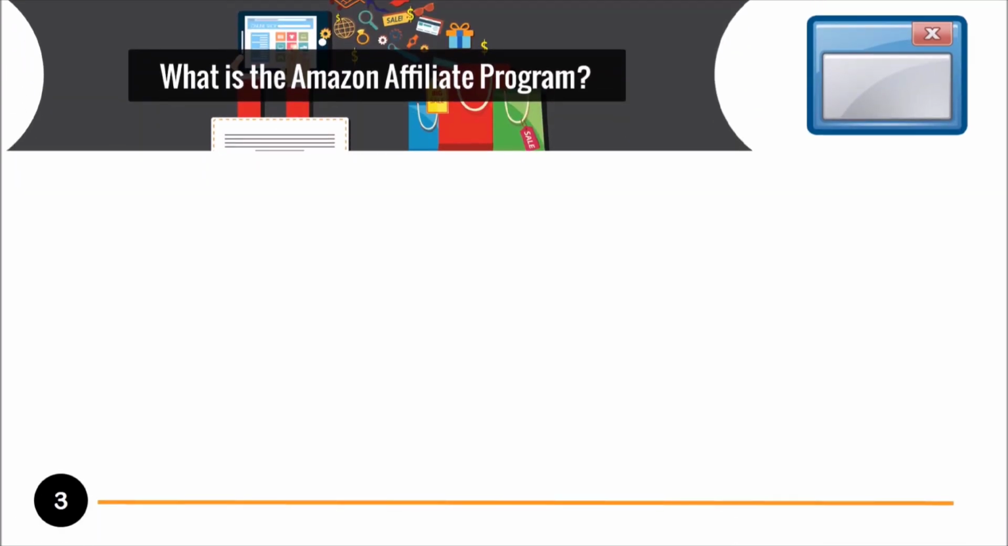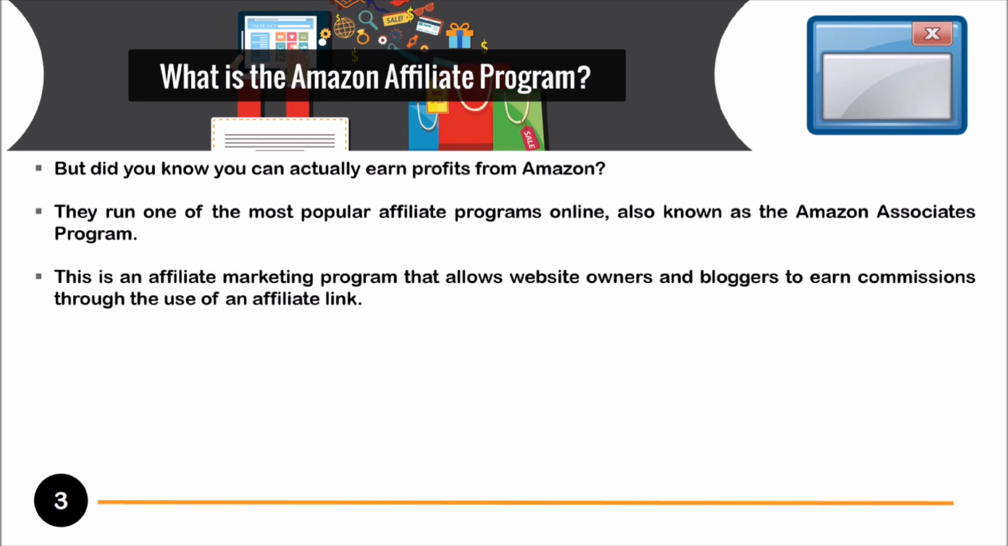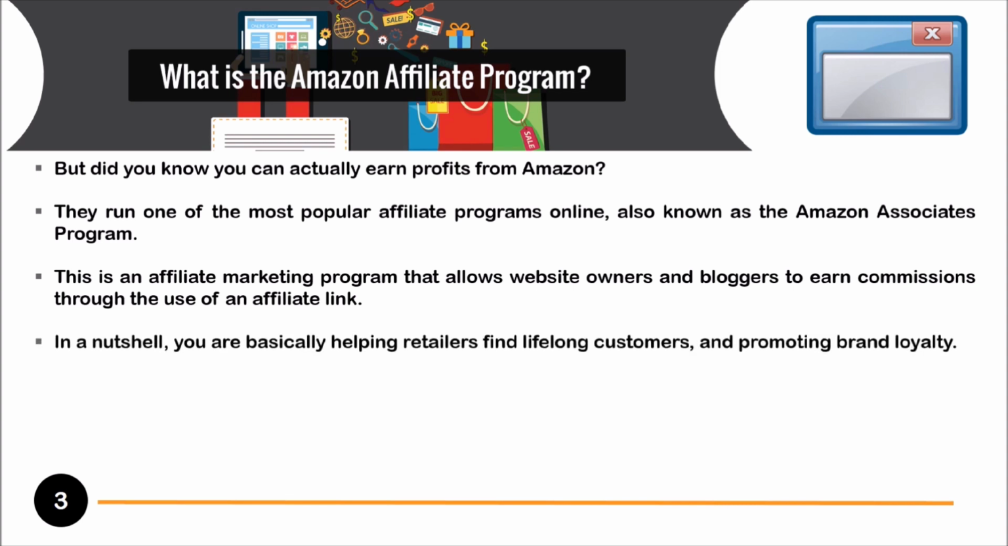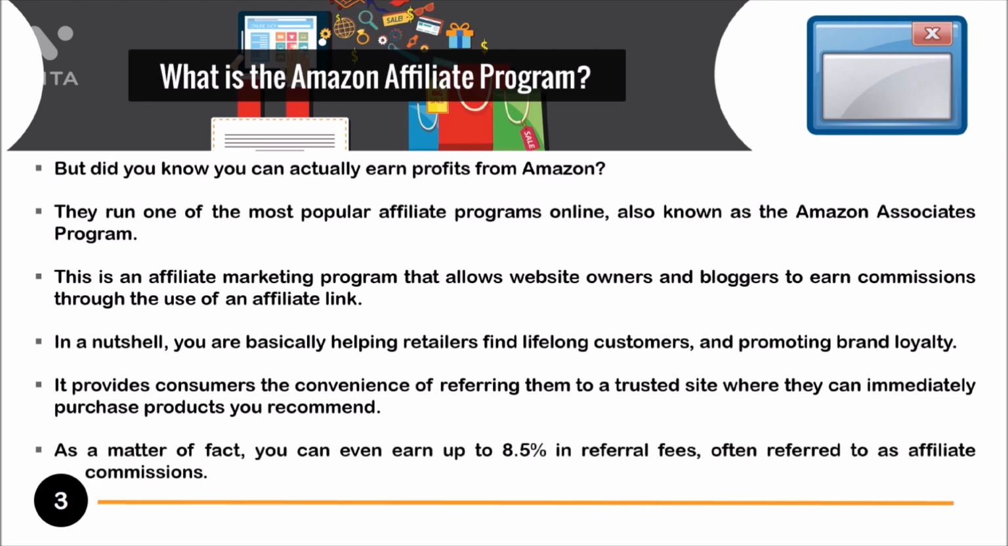What is the Amazon affiliate program? Did you know that you can actually earn profits from Amazon? They run one of the most popular affiliate programs online, also known as the Amazon Associates Program. This is an affiliate marketing program that allows website owners and bloggers to earn commissions through the use of an affiliate link. In a nutshell, you are basically helping retailers find lifelong customers and promoting brand loyalty. It provides consumers with the convenience of referring them to a trusted site where they can immediately purchase products that you recommend. You can earn up to 8.5% in referral fees.